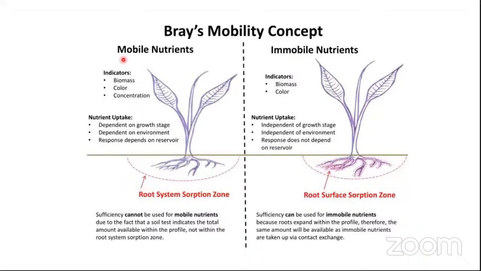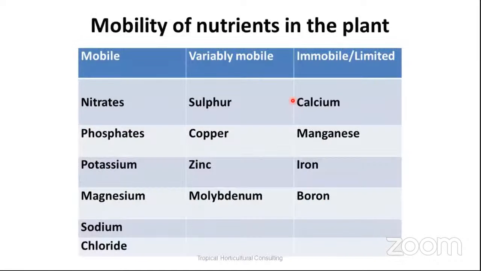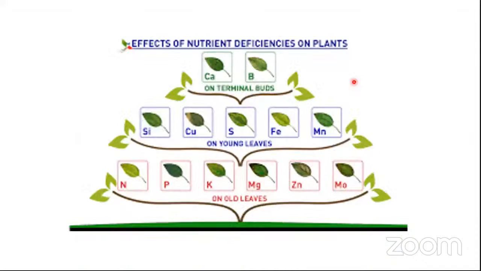We can go for this immobile nutrient status. Mostly, students, nitrogen is variably mobile and immobile, and calcium is immobile. These are the mobile nutrients, these are the variably mobile nutrients, and these are the immobile nutrients. So naturally, students, the effect of nutrient deficiency on plants, naturally calcium and magnesium. Please take this as important, students.